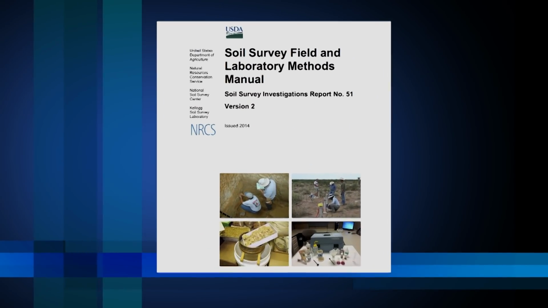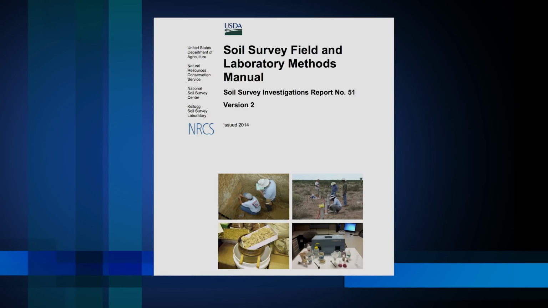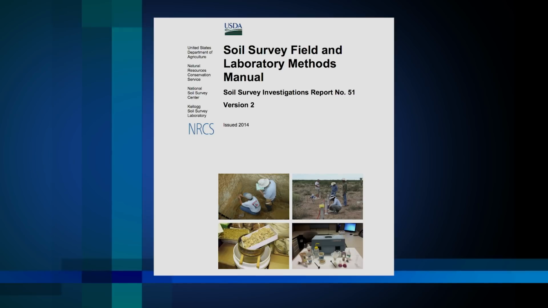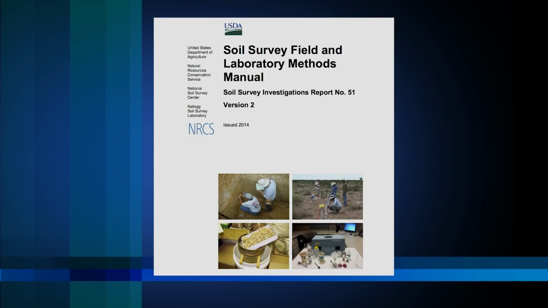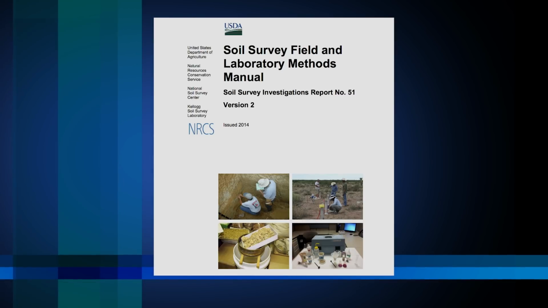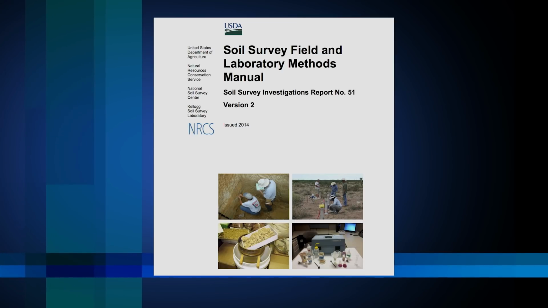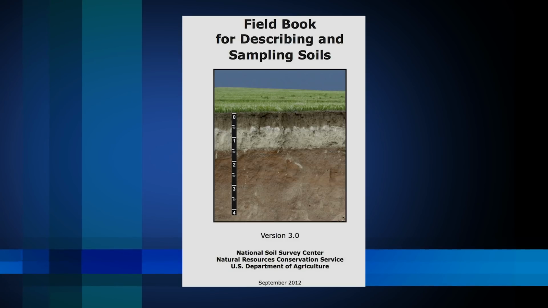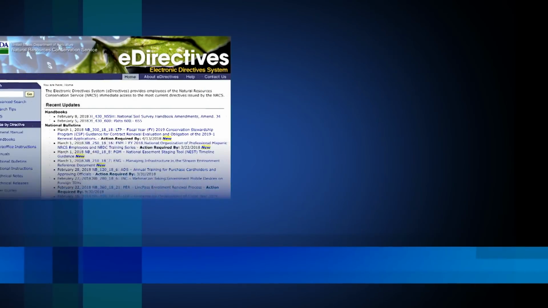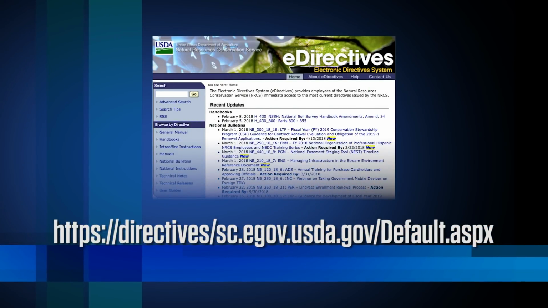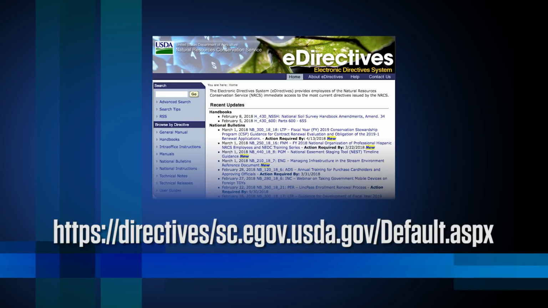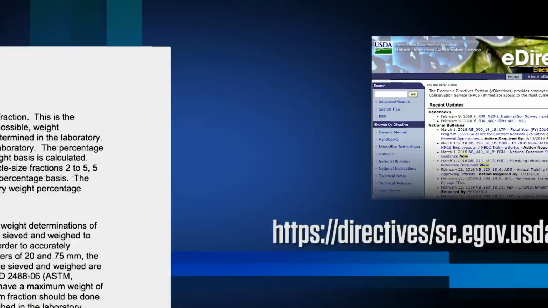Before you get started in the field, take time to review the particle size and slaking sections of the Soil Survey Field and Laboratory Methods Manual, Soil Survey Investigations Report Number 51, Version 2, issued in 2014. The rock and other fragment sections of the Field Book for Describing and Sampling Soils, Version 3, issued in 2012. The Fragments in the Soil and Artifacts section of Part 618 of the National Soil Survey Handbook, which you can find at the eDirective website.